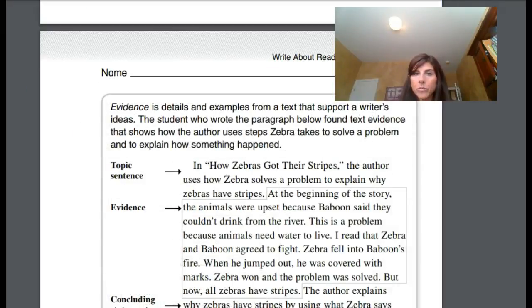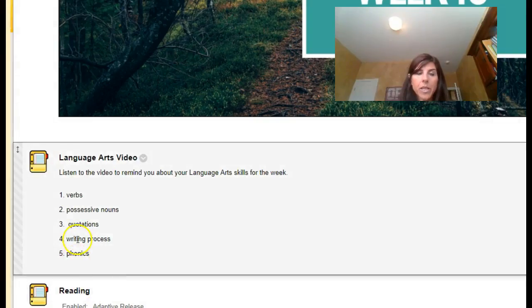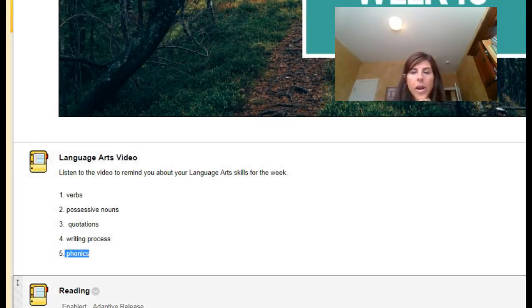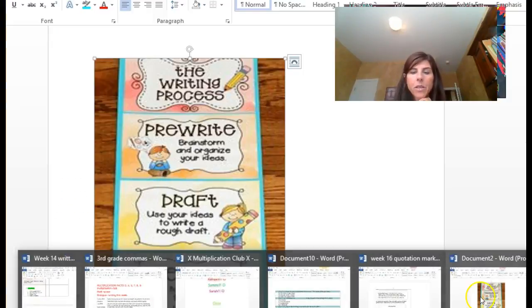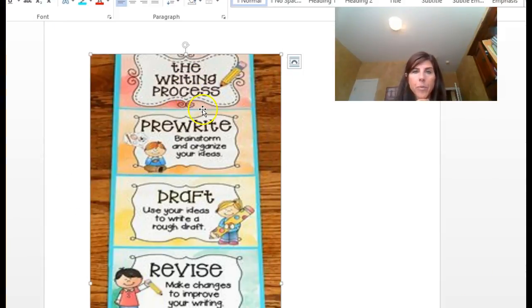Within the daily language for this week, it's the writing process. And the writing process is what you're going to be working on in Compass. And we'll be going over that on group call. And then the phonics is something we'll do on group call as well. Let's take a look at the writing process really quickly. I'm just going to review that real quick. We're going to go over it in great detail on our group call.